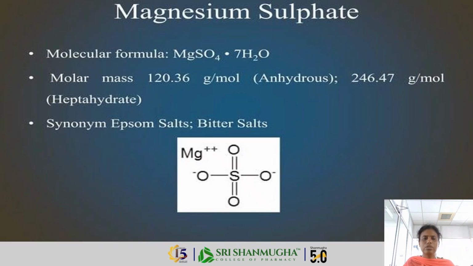Next, we are going to discuss examples of cathartics. First one is magnesium sulfate. The magnesium sulfate molecular formula is MgSO4.7H2O. Molecular mass 246.47 gram per mole. Okay. Next one, this is the magnesium sulfate structure.